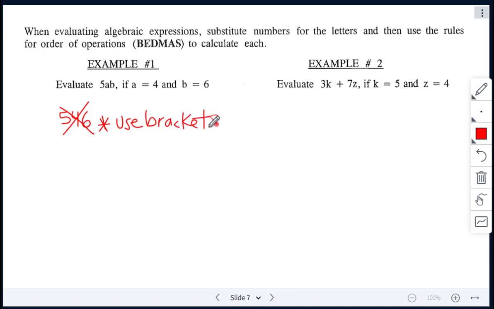Because 5AB means 5 times A times B. So I'm going to show this now correctly using brackets. So 5 bracket 4 bracket 6 like this. And then you can go ahead and multiply this out. So 5 times 4 is 20, and then 20 times 6 is 120. That is correct. Then if you want to complete it, you can.